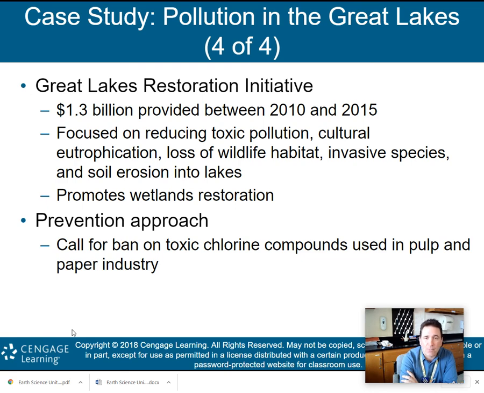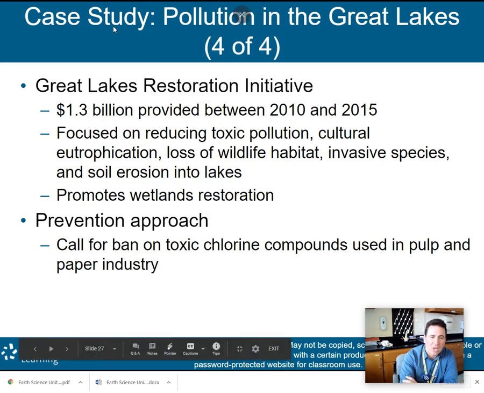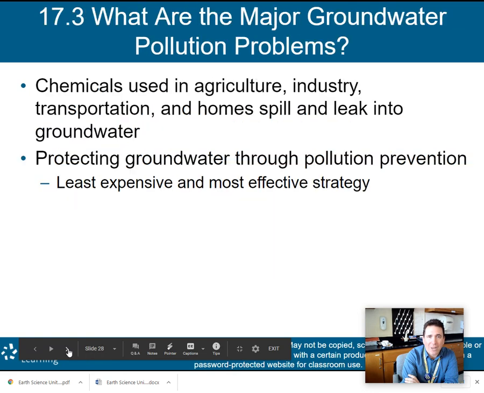And again, prevention approach. Call for a ban on toxic chlorine compounds used in the pulp and paper industry. If we could, that would be a preventive measure before those toxic chlorine compounds begin to really affect the Great Lakes as well. Okay. All right.